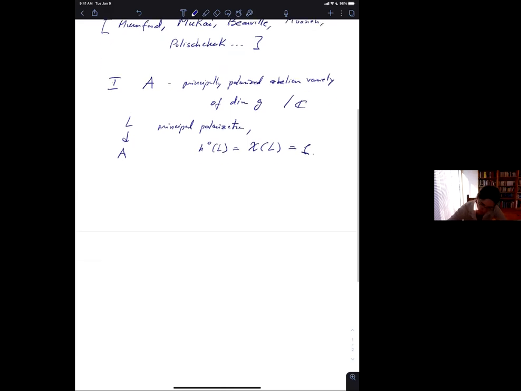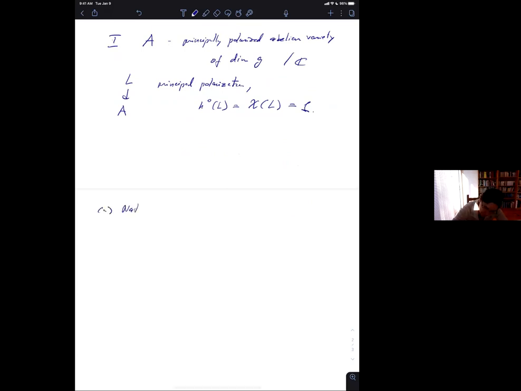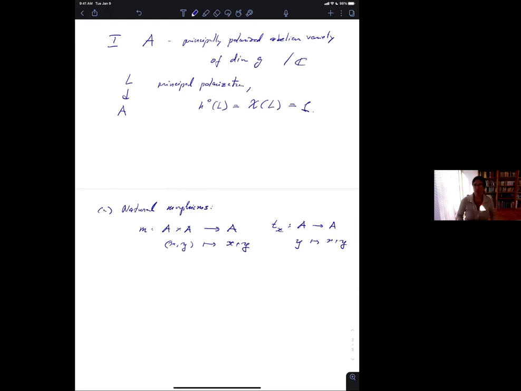Let me talk about some natural morphisms in this context that we're going to use. We have the addition map, which is important. Here (x,y), we call it m, goes to x plus y. And the fiberwise version of it, which is the translation by x: y goes to x plus y. And then for any integer n, we have a multiplication map, x goes to nx. This n is, of course, an isogeny, and it has degree n to the 2g.